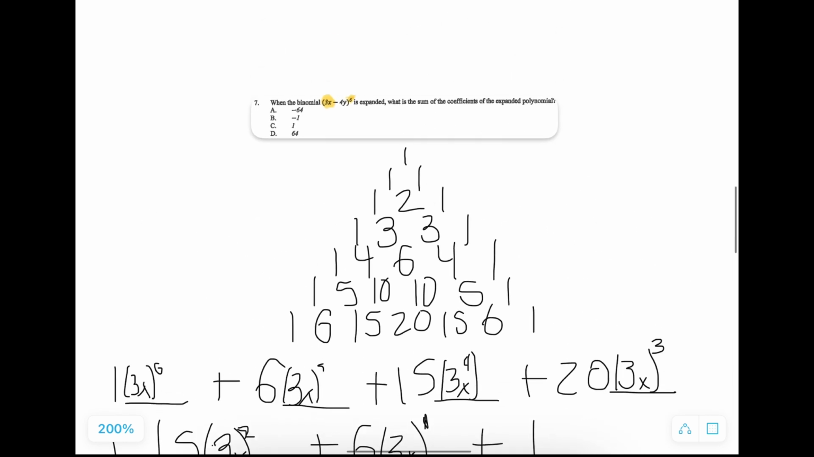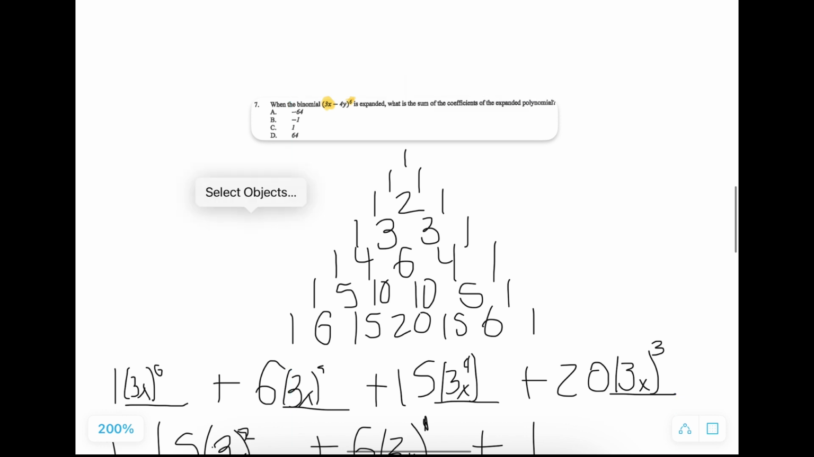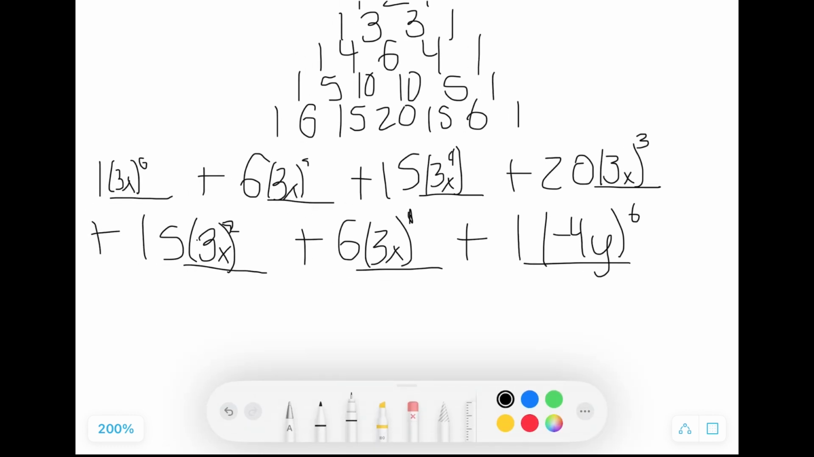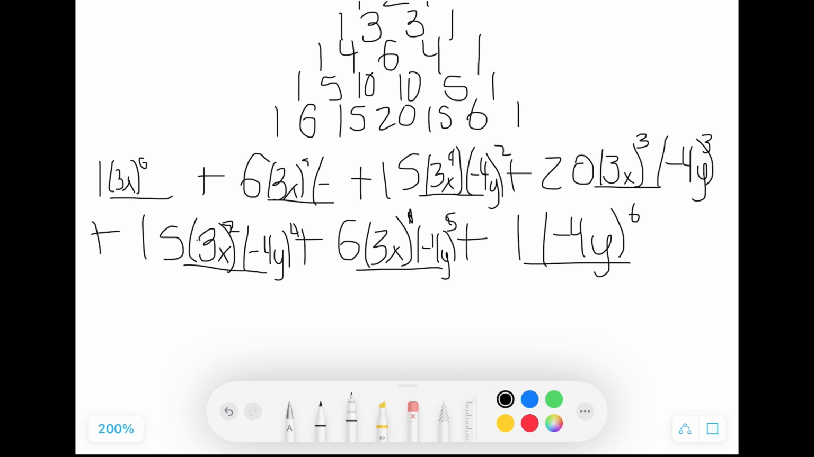Then we're going to use the negative 4y and do the same thing. So we're going to start at this back row and start with negative 4y to the 6th, and then negative 4y to the 5th, negative 4y to the 4th, negative 4y to the 3rd, negative 4y squared, and then negative 4y. And negative 4y to the 0 is also just 1, so I'm not going to multiply it up there.